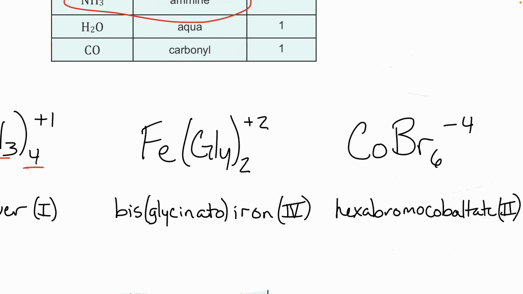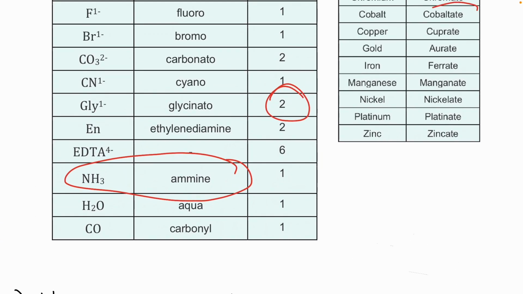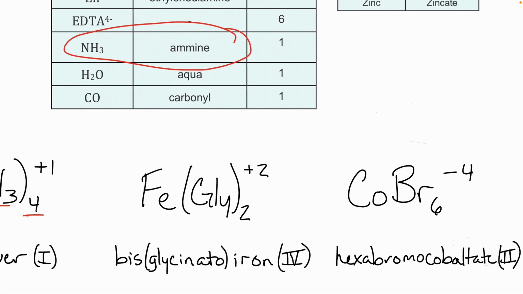And then the last one is a negatively charged complex. So it's going to be hexabromo, but I'm going to use the anion name cobaltate 2.